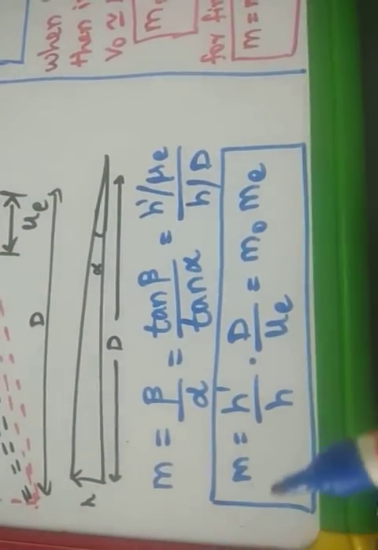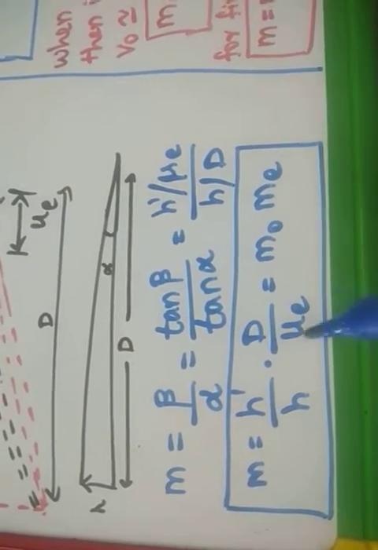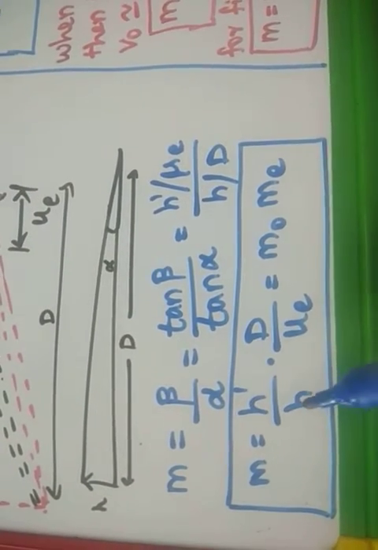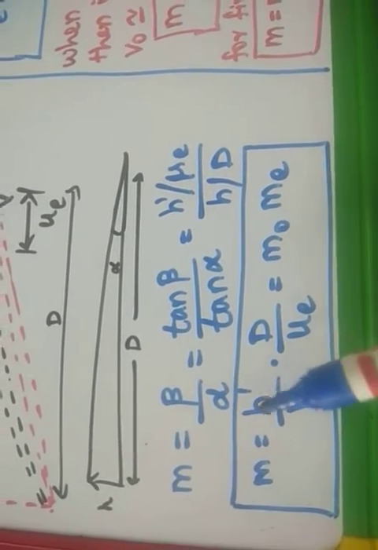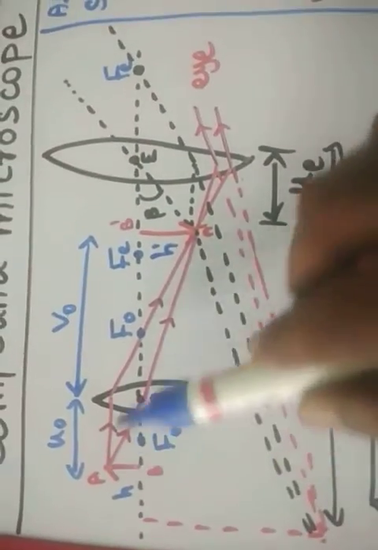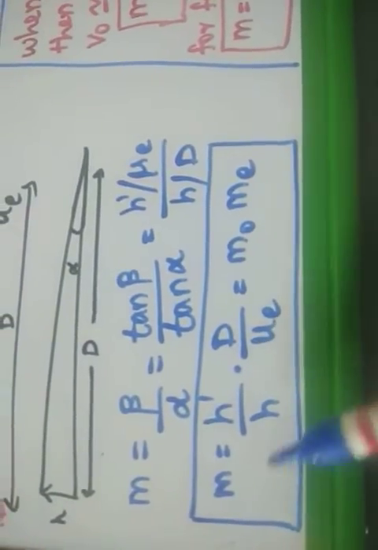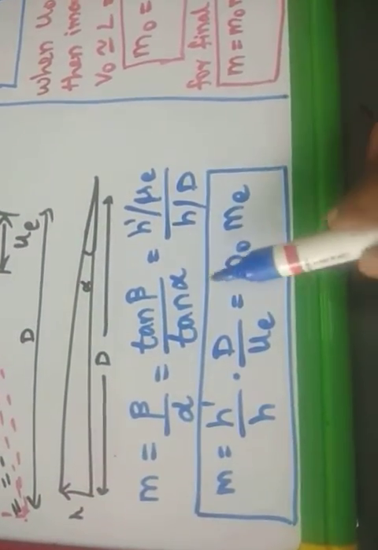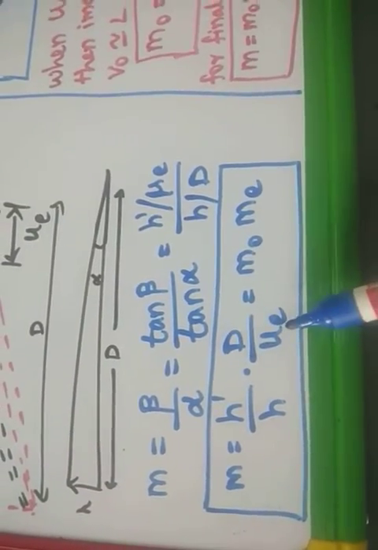Then we can rewrite the magnification m as equal to h bar by h into d by UE. What is h bar by h? That is the image height by object height, which is the magnification of which one? This is the objective lens. This is h and this is h bar. So for the objective lens, this is the magnification. So we can write total magnification as the objective lens magnification into d by UE.